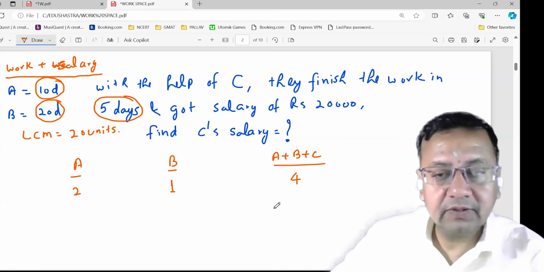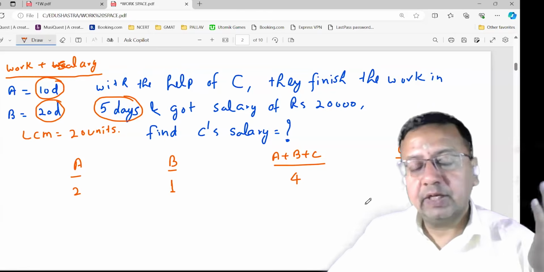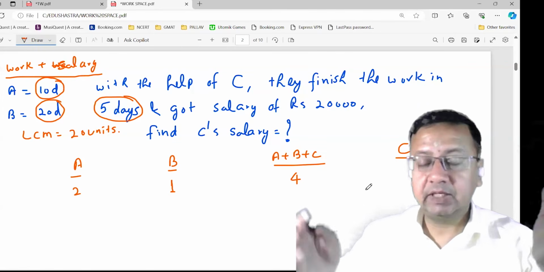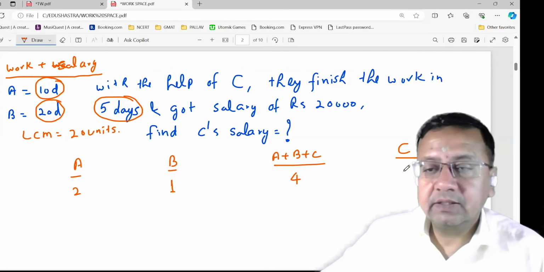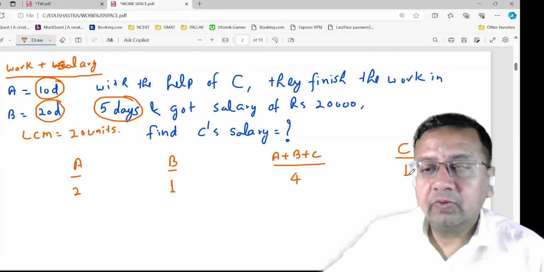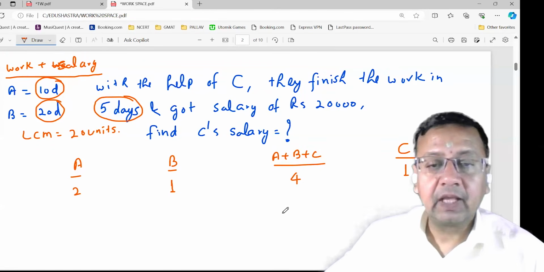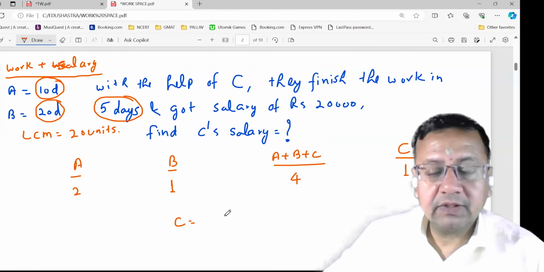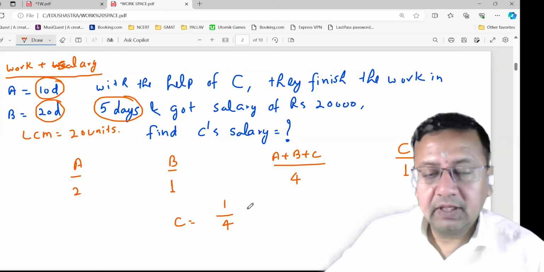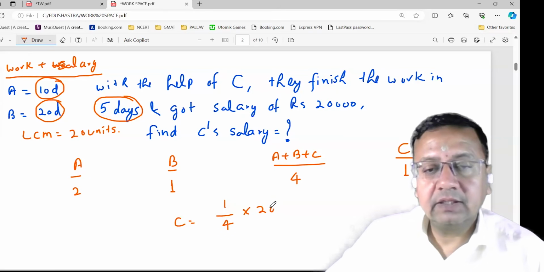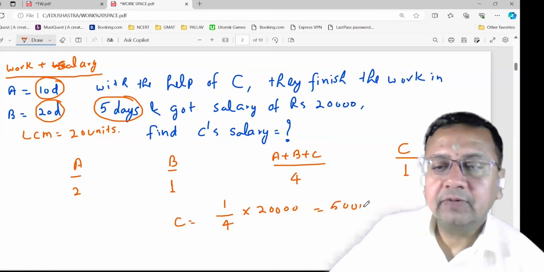So why is this difference? Because of C, right? So A and B total 3, and if they are working together, total units are 4. So this means C is working how much? 1 unit per day. Done. This is the efficiency of C. So I can calculate the salary for C. 1 work out of total 4 work, right? And salary is how much? 20,000 rupees. So this is coming out to be how much? 5,000 rupees.